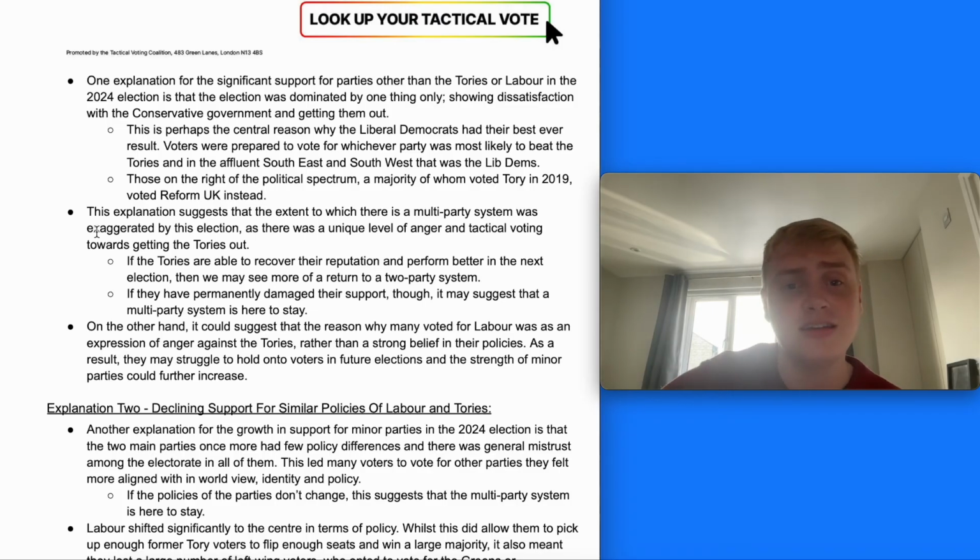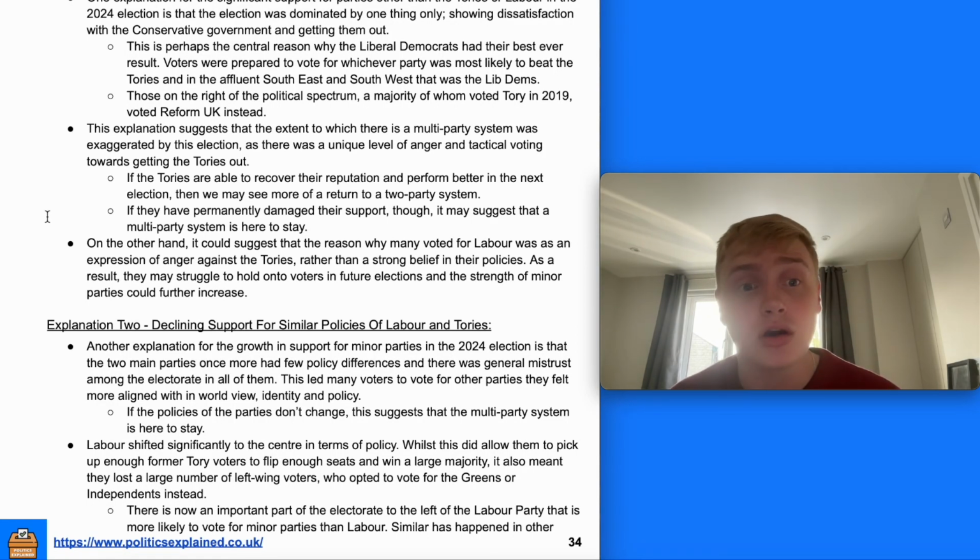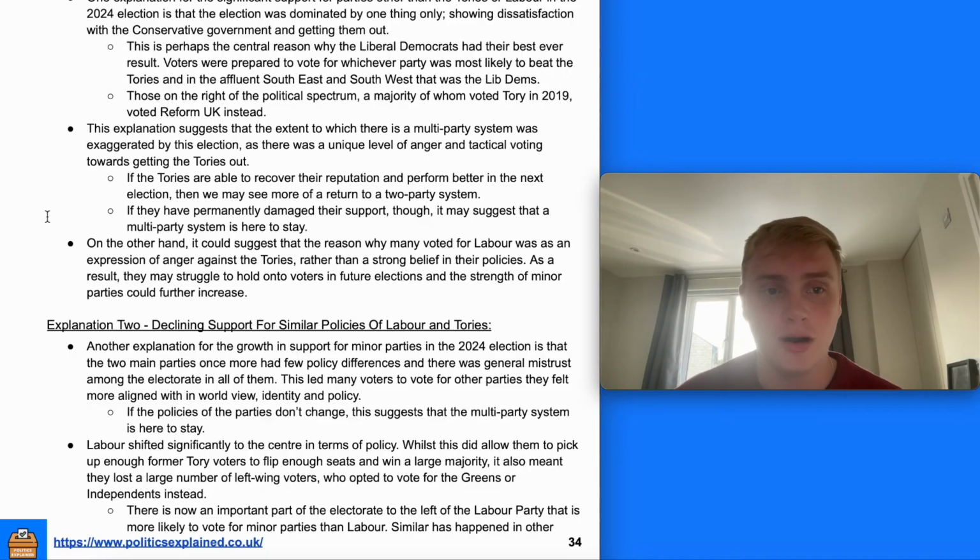And this suggests that the extent to which there's now a multi-party system was exaggerated by this election, because there was a particular factor to this election, and there was a unique level of anger and tactical voting towards getting the Tories out. And if the Tories are able to recover their reputation and perform better in the next election, we may see more of a return to a two-party system.